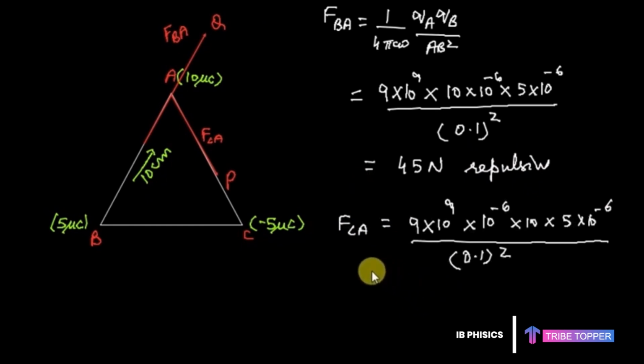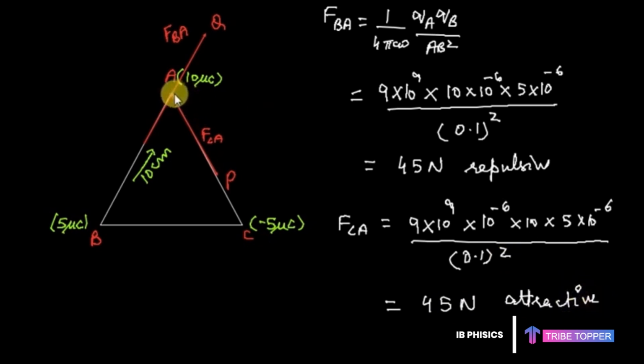And similarly, we can find out FCA, the force on A due to the charge at C. Using the same formula, and all the values are also the same, it's just that this force is going to be 45 Newton attractive force because the charge at C is negative. So we get these two forces, FBA and FCA.